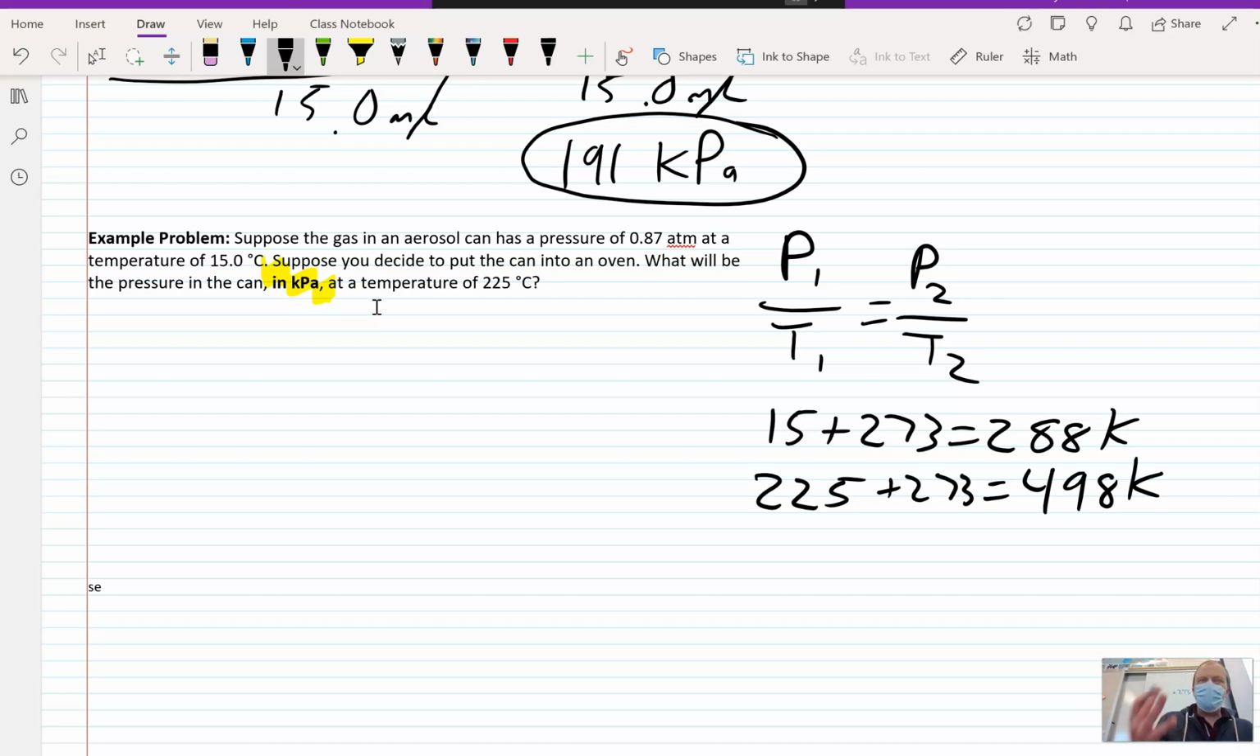So basically, I have a couple of choices here. I can either convert the atmospheres right now to kilopascals, or I can work the problem in atmospheres and then change that answer to kilopascals. It doesn't matter. Let's convert it first, though, just for kicks. And so this is what we were talking about on Monday. And when we were doing this, people were doing really, really well.